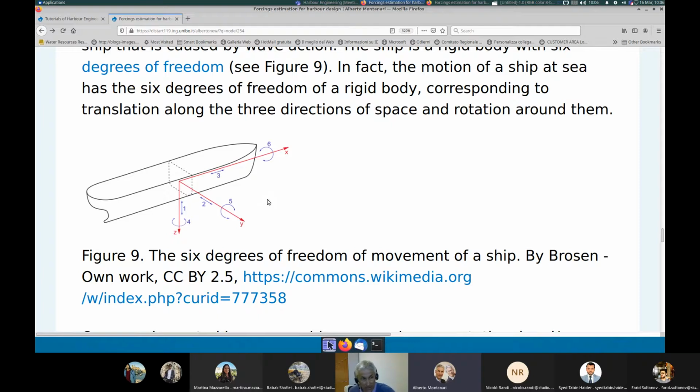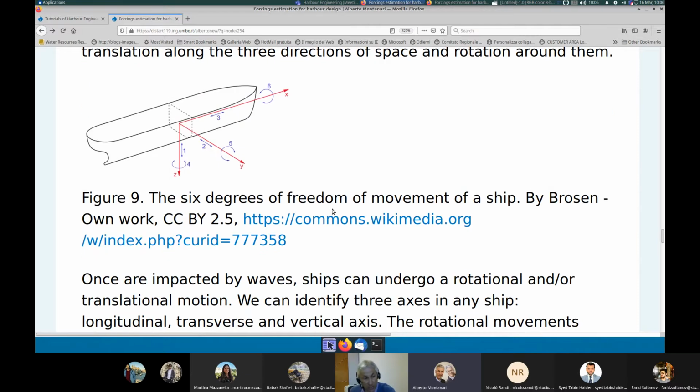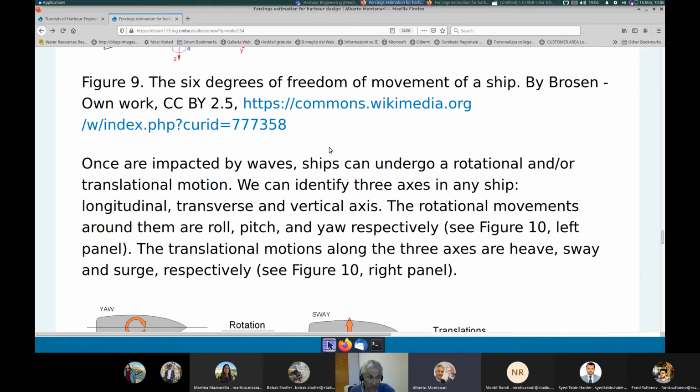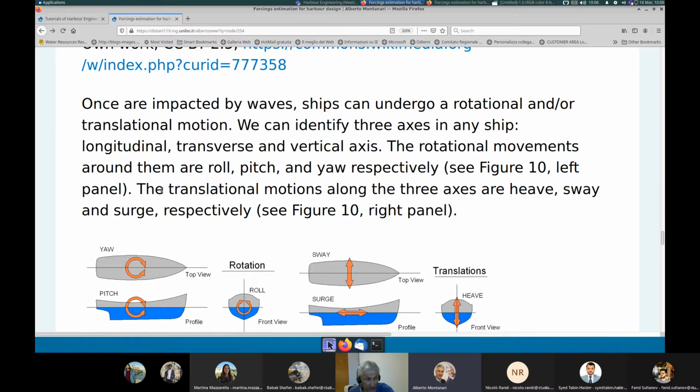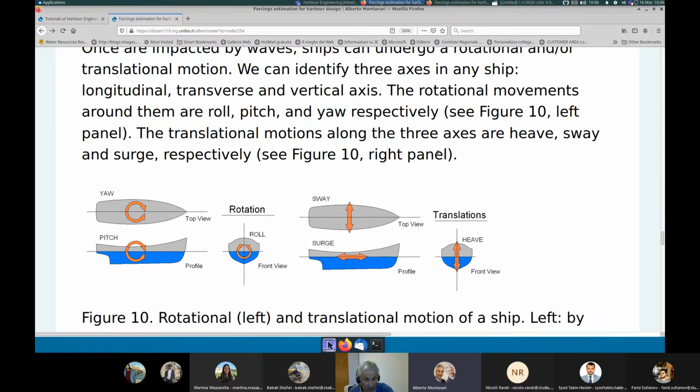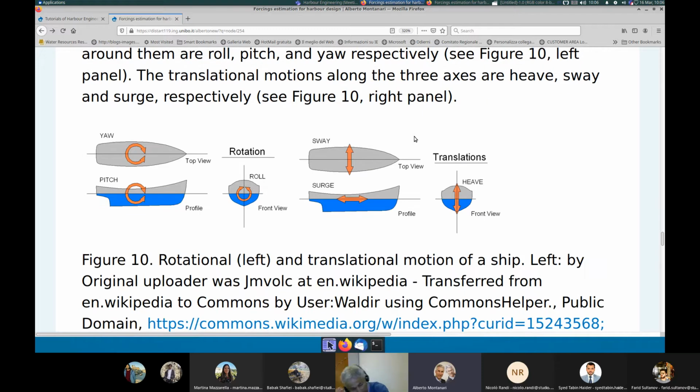The 3 axes are called: X here is the longitudinal axis, Y is the transversal axis, Z is the vertical axis. Now, this rigid body, once impacted by waves, can undergo rotation and/or translation, rotation around the axis and translation along the axis. Now, we can identify these 3 axes in any ship, and let's focus on the technical terms that we use to denote these 3 rotations and 3 translations.